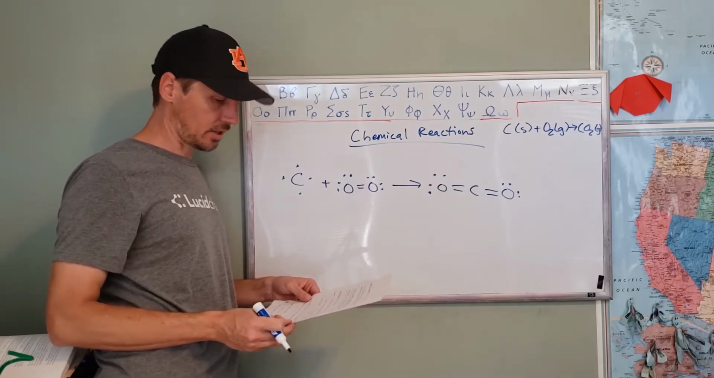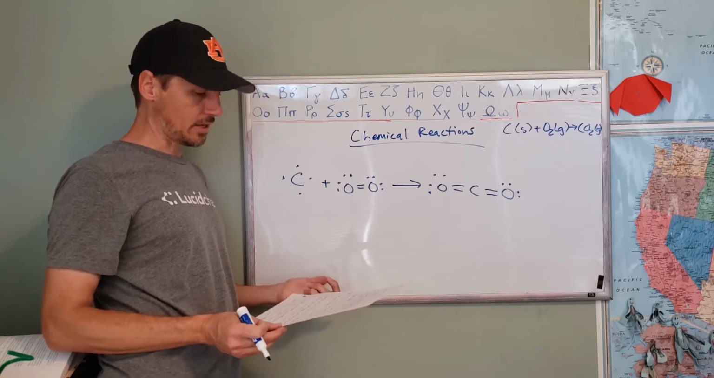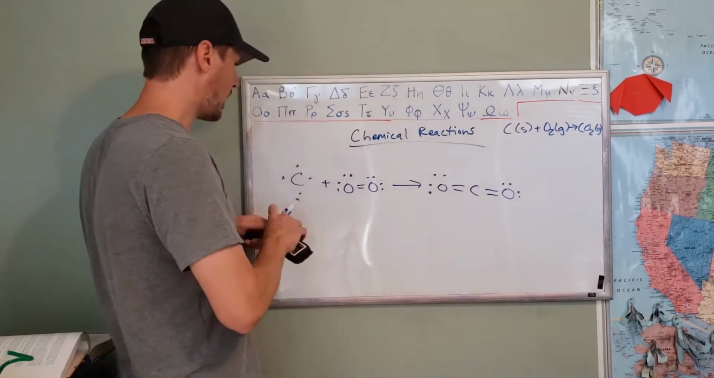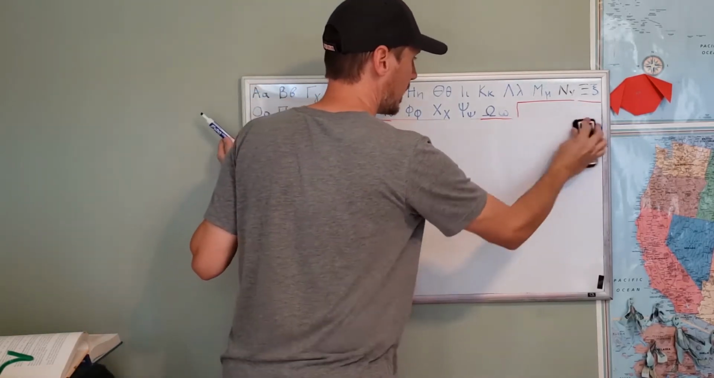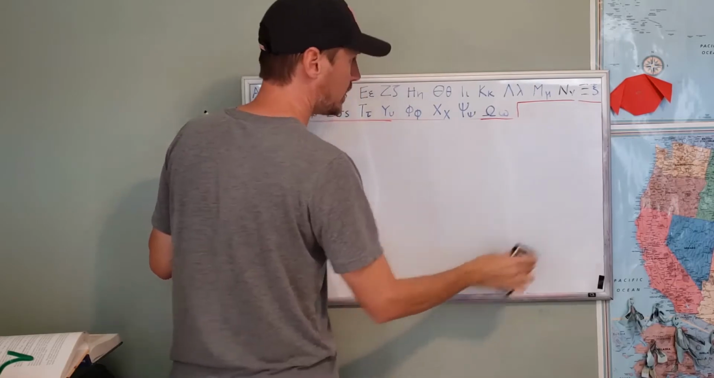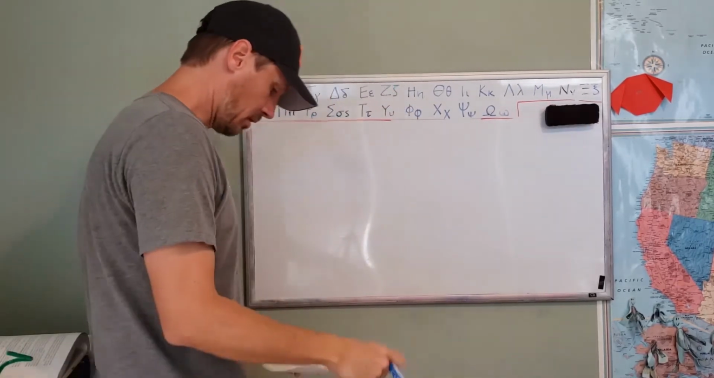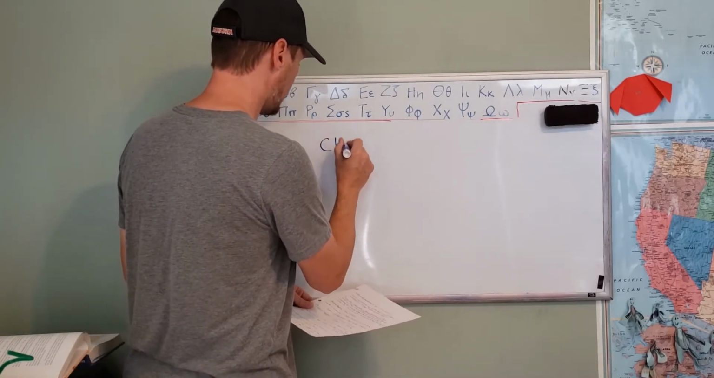C has 8 valence electrons now, so it's got that ideal electron configuration and is happy. Let's look at another common chemical reaction, and that is the burning of methane, which is natural gas, right? Many of us, our houses are heated by the burning of natural gas. And so that chemical reaction looks like this.